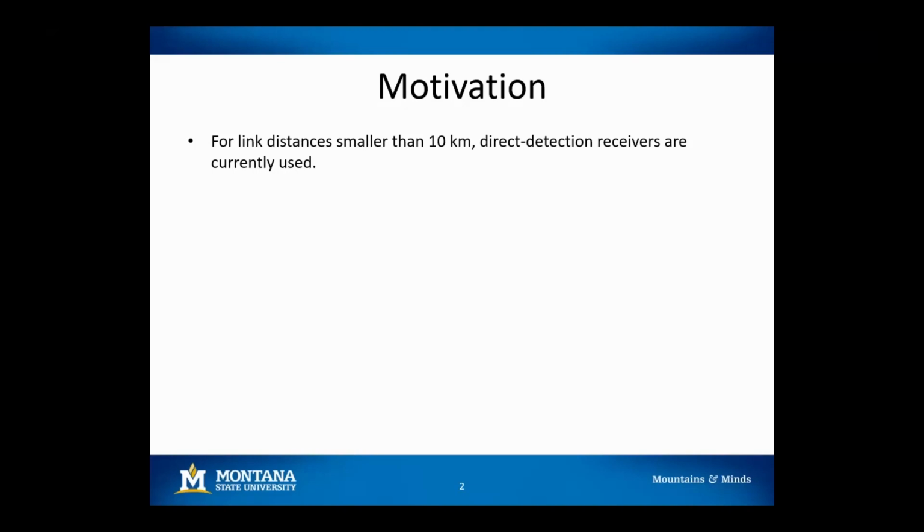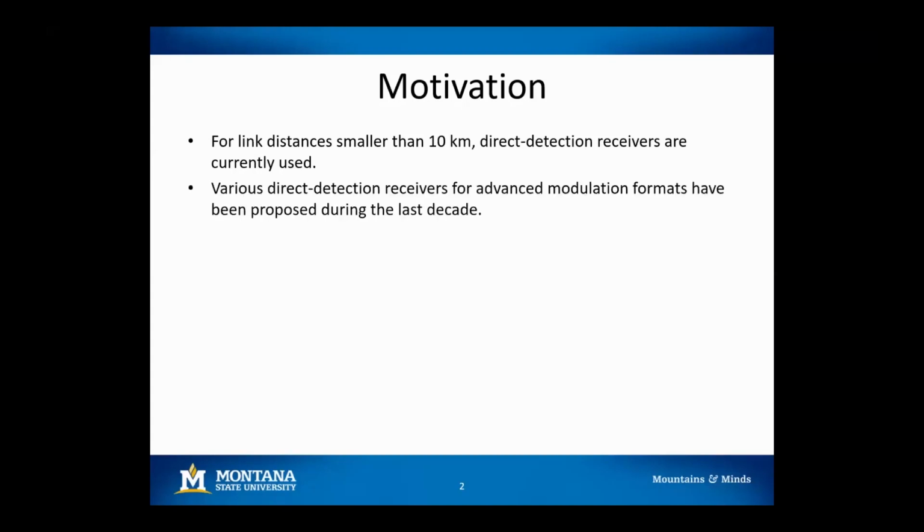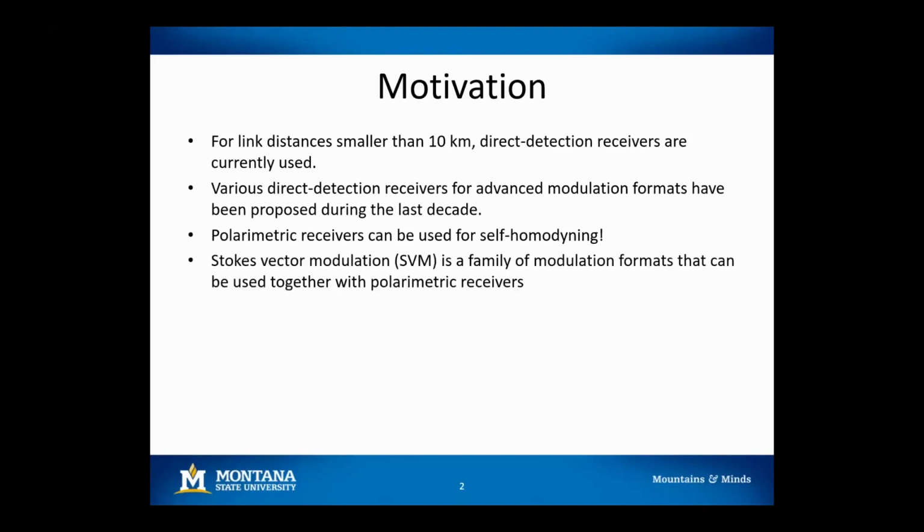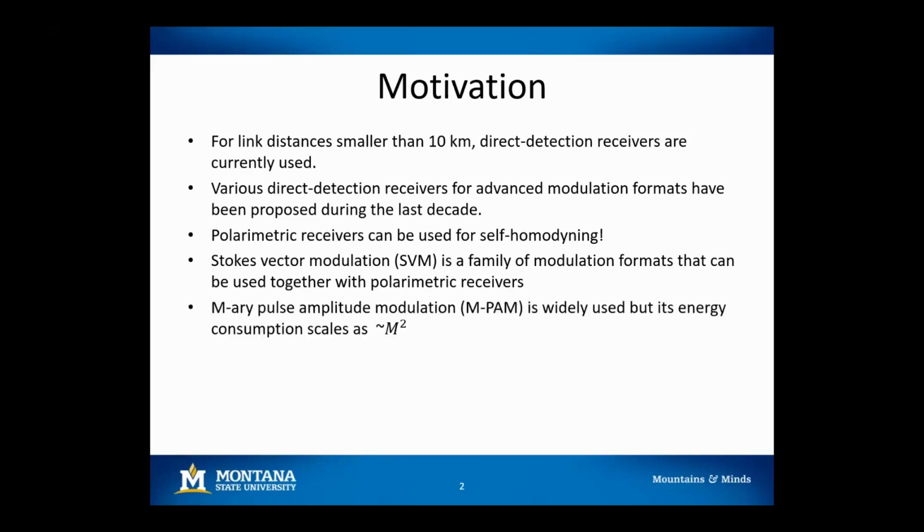So we know that currently for distances less than 10 kilometers, direct detection receivers are used. And in the last decade or so, there were a flurry of designs for direct detection receivers used for advanced modulation formats. One interesting thing was going back to polarimetric receivers and using modulation formats with them simply because they are self-homodyning receivers. So Stokes vector modulation is a rediscovery of the old polarization modulation, polarization shift keying, and it is really a family of modulation formats that can be used together with polarimetric receivers that now are called Stokes vector receivers.